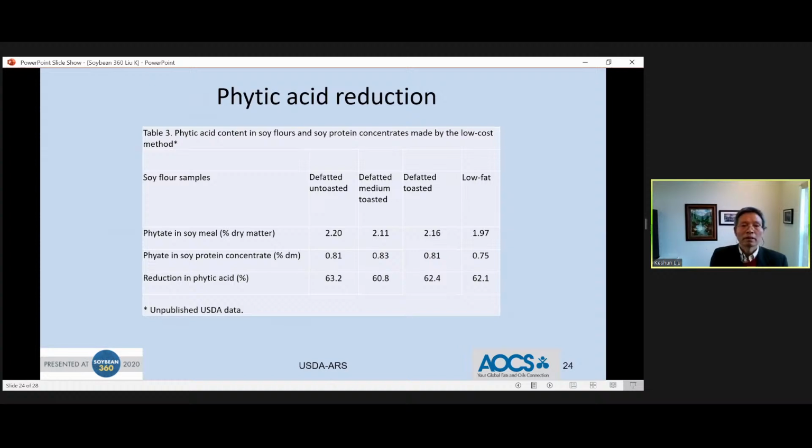This table shows how the fatty acids get reduced by the process. Again, with these four types of soy meal as raw material, the initial content is around 2%. But through this process, we get a similar reduction of around 60%. Although not as high as for oligosaccharides, a 60% reduction is still significant. I think it is mostly because the fatty acids have some bonding with proteins.